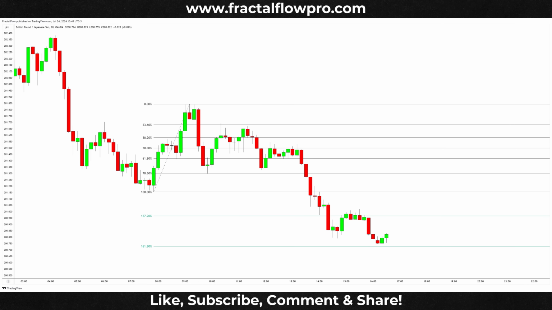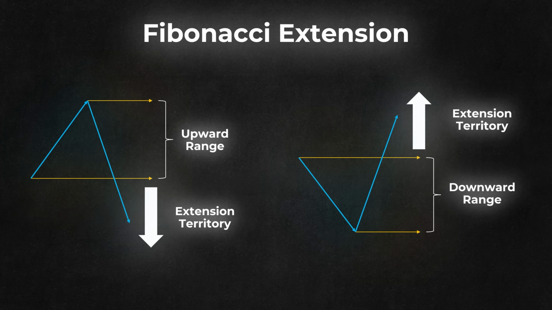Let's now move on to the second price-based Fibonacci tool, which is the extension. Observe that in the retracement, we use Fibonacci ratios to determine a price reversal within the range. In the Fibonacci extension, we attempt to pinpoint important levels of support and resistance, and therefore reversal points, below an upward range or above a downward range. Another way of thinking about this tool is that it is an extension of the retracement tool. Let's observe some examples of that.